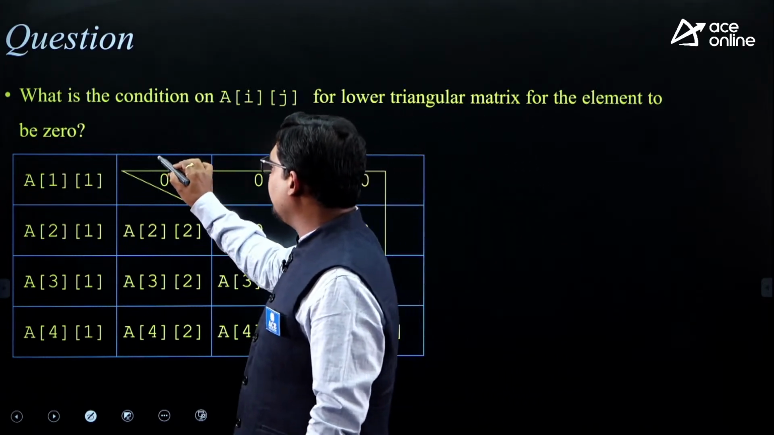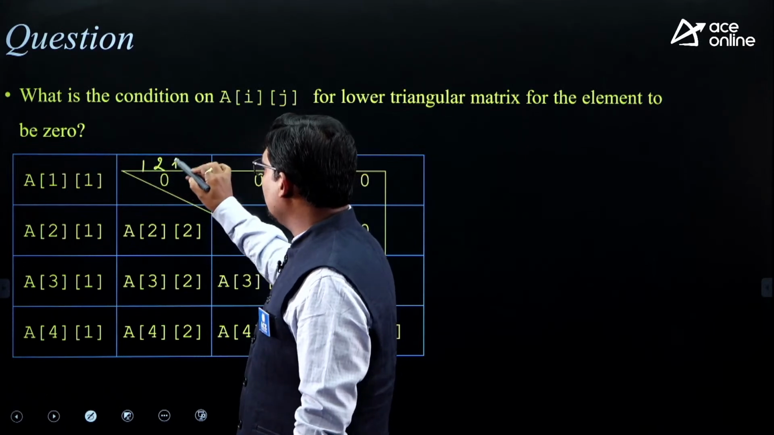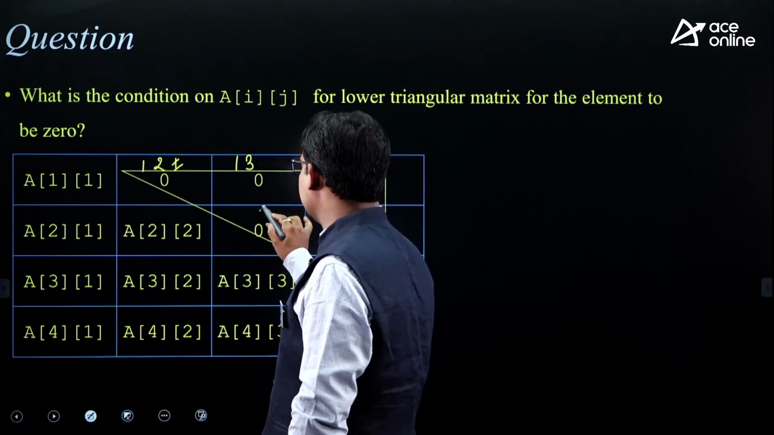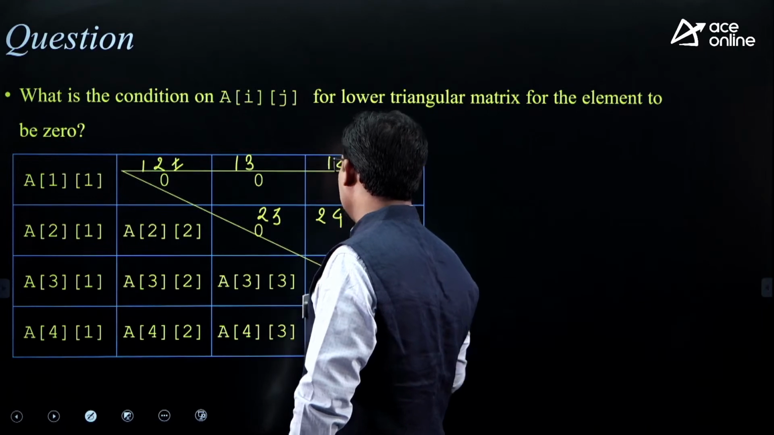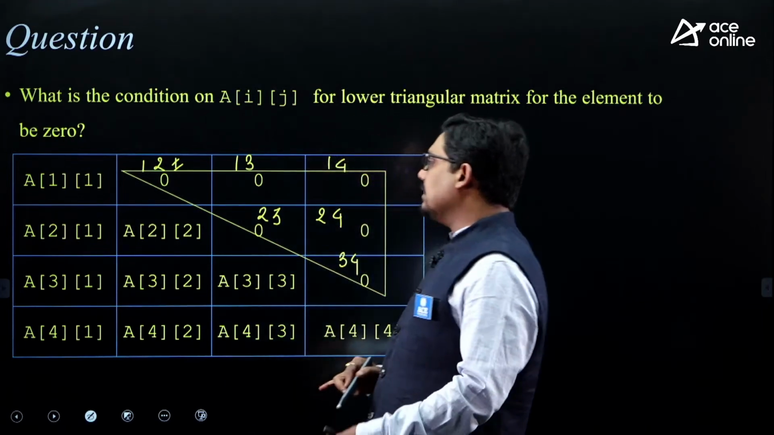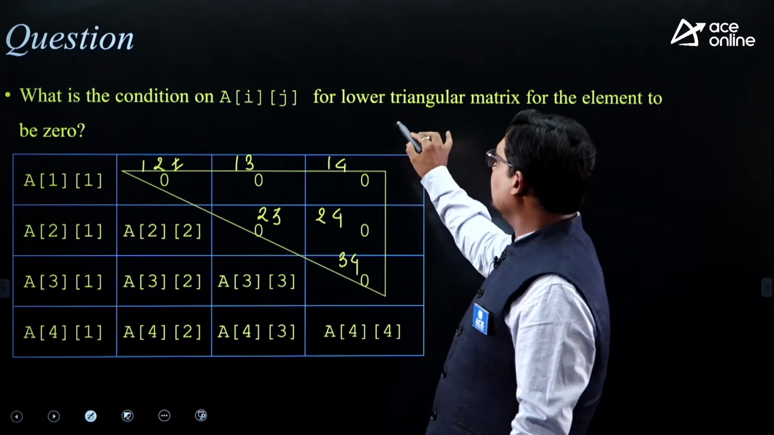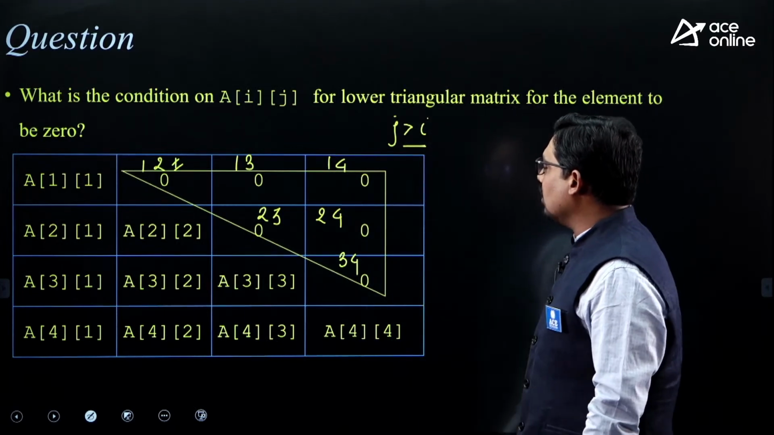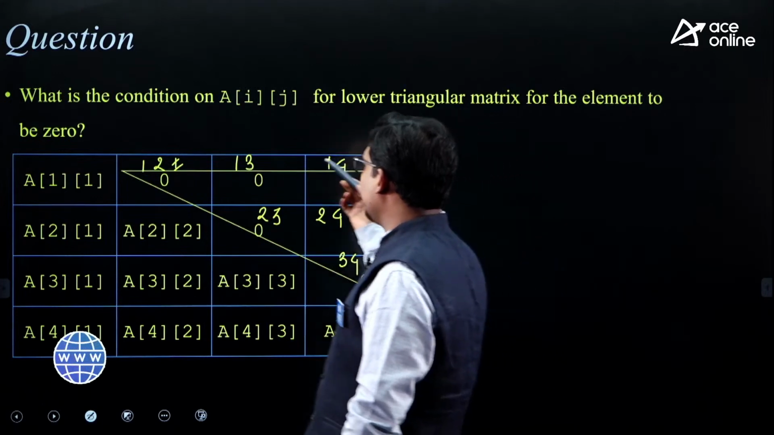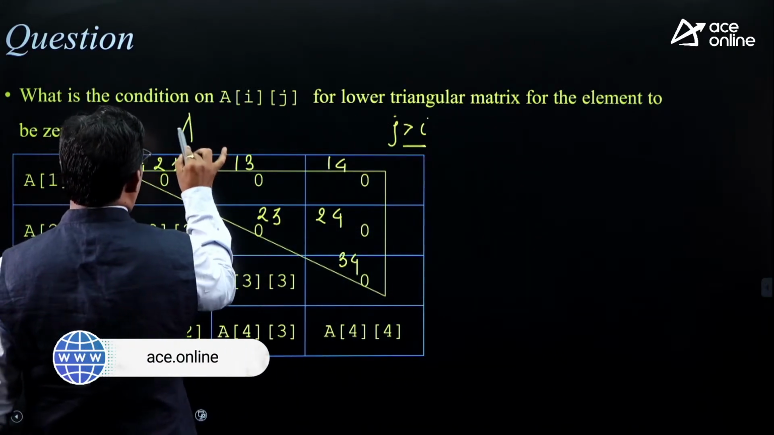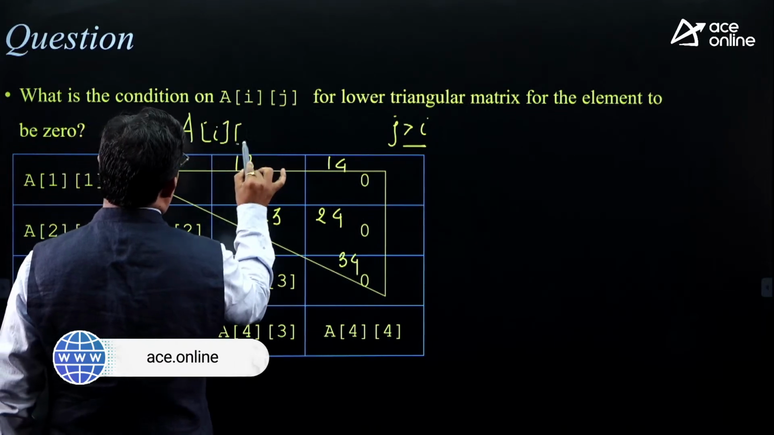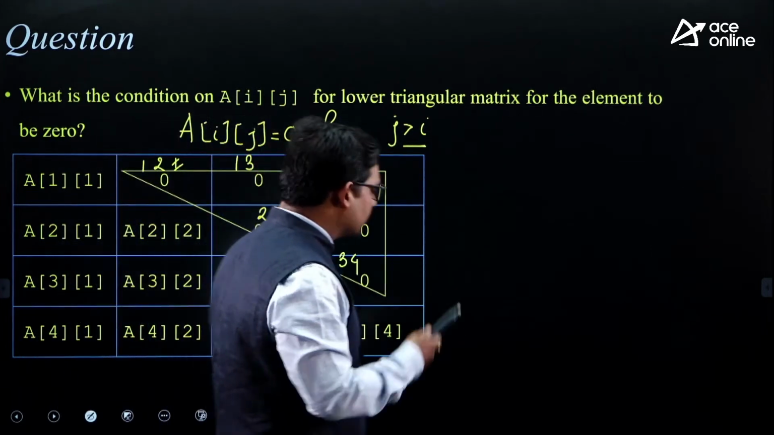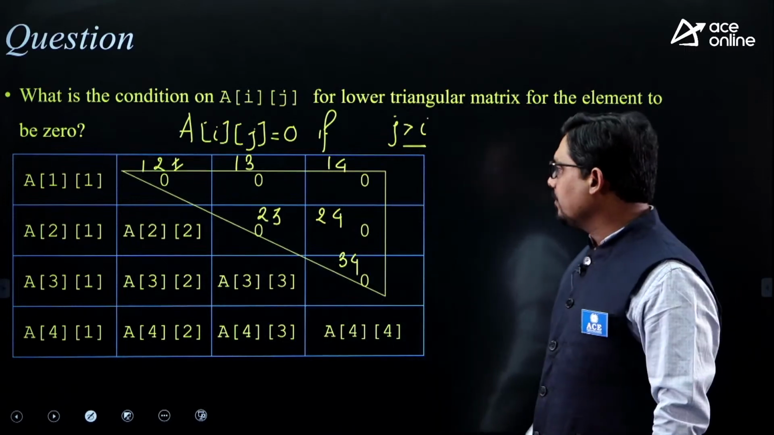Now your observation: 2 1 is 0, 1 2 is 0, 1 3 is 0, 1 4 is 0. Then 2 3, second row third column, is 0, 2 4 is 0, and 3 4 is also 0. So you can see that the moment j becomes greater than i, we can say the element is 0. So for all conditions, a i j is 0 if j is greater than i. If that is the condition, then the value will be 0.